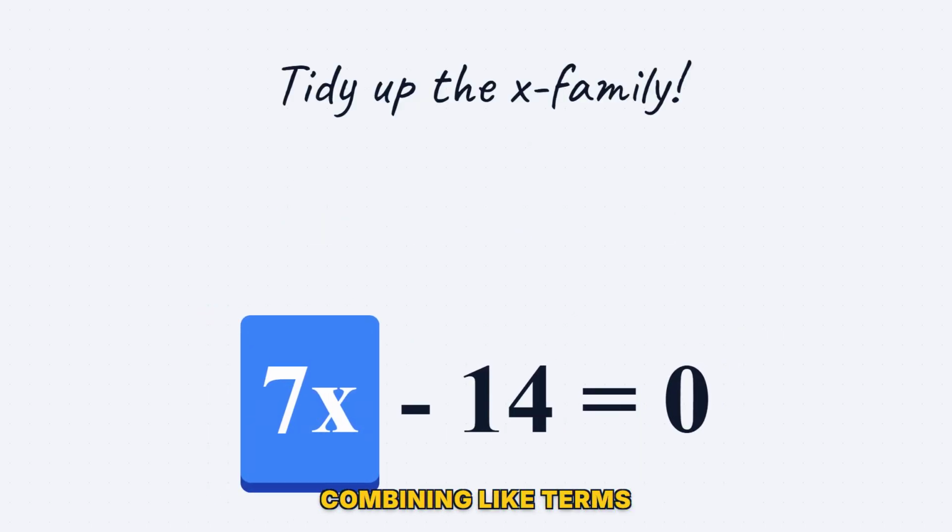Let's tidy up our work area. We have two matching members of the x family sitting on the left side, 3x and plus 4x. Let's bundle them together. 3 boxes plus 4 boxes gives us 7 boxes total. The line simplifies down to 7x minus 14 equals 0.